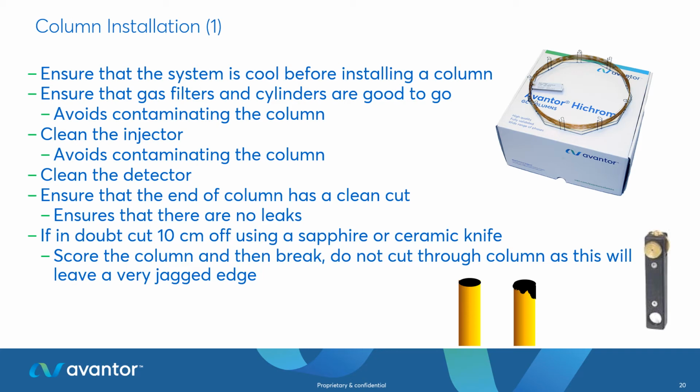When cutting the column, it is important that we do a clean cut, and there's a couple of examples of a clean cut and then a not so clean cut. That unclean cut can create issues with leaks, and that will mean that we see a loss of sample and the loss of peak shape as well. It's important that we don't cut through the column, but instead score and then snap the column. Cutting the column directly will create a very jagged edge due to the way that the polyimide and the glass will interact when cut.